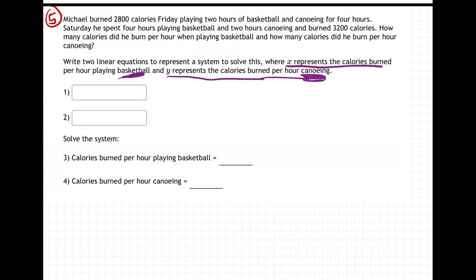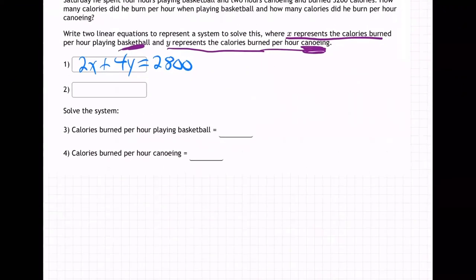So first thing first, it says up here, Michael, 2,800 calories Friday, 2 hours of basketball. That's 2, is that X? Yeah, X. And plus 4 hours, canoeing for 4 hours. That's 4Y. And that equals 2,800. 2X plus 4Y is 2,800.